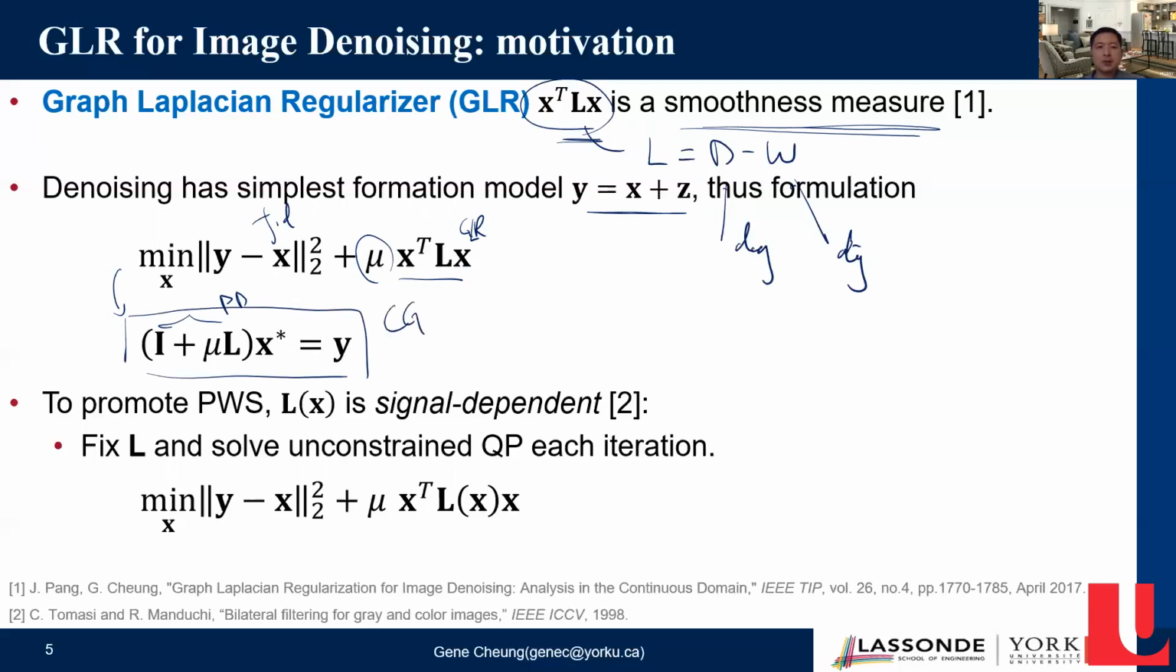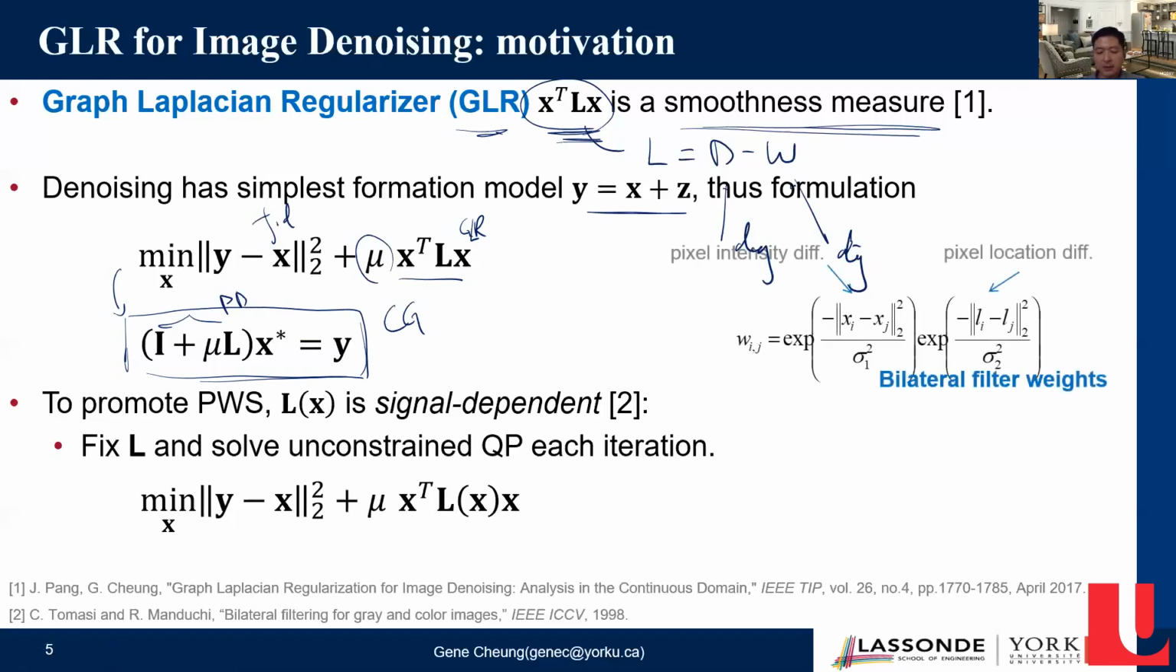So the appeal of using GLR is quite strong. It's a very simple quadratic term for a fixed Laplacian. Leads to a simple L2 norm minimization in the case of denoising. And by solving a system of linear equations, which you have many methods to solve using numerical linear algebra techniques, you can solve this fairly efficiently.